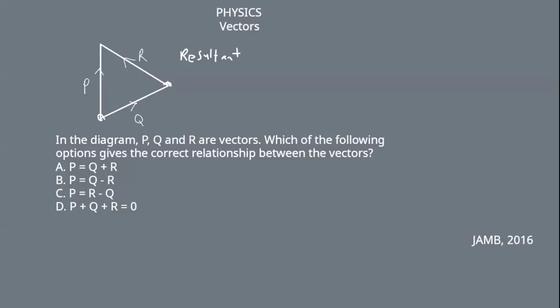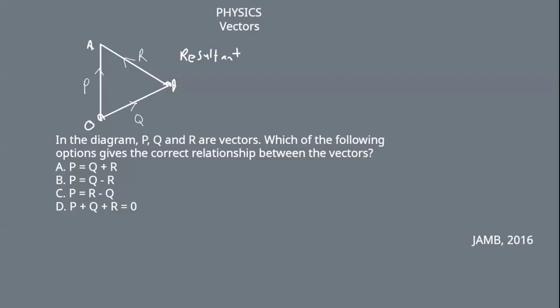And then you see that P happens to be the shortest distance to this point. Assuming you label all these points O, A, B, you see that P happens to be the shortest distance between Q and R. So instead of going from O to B, then from B to A, you can simply go from O to A. So in that case, P represents the joint effect of Q and R. So the correct option will be A, P equals Q plus R.